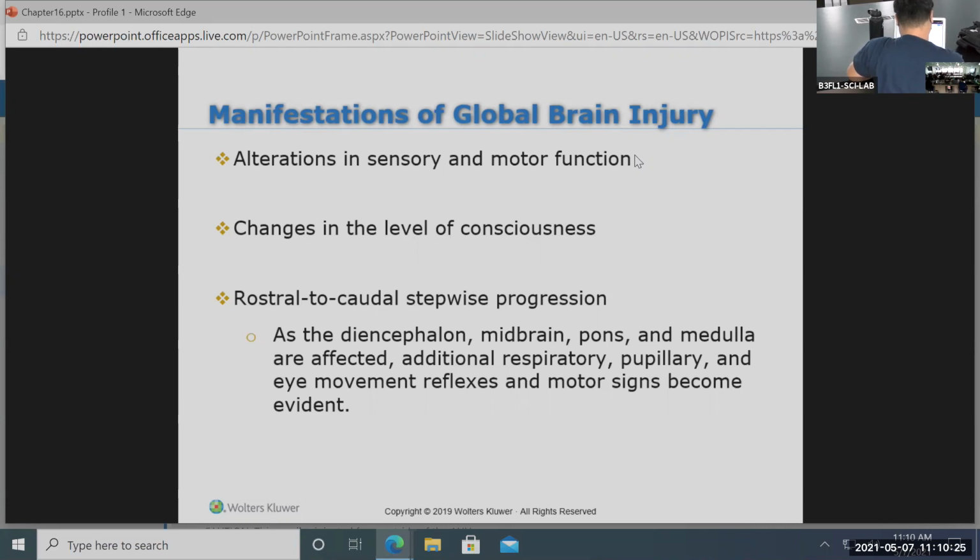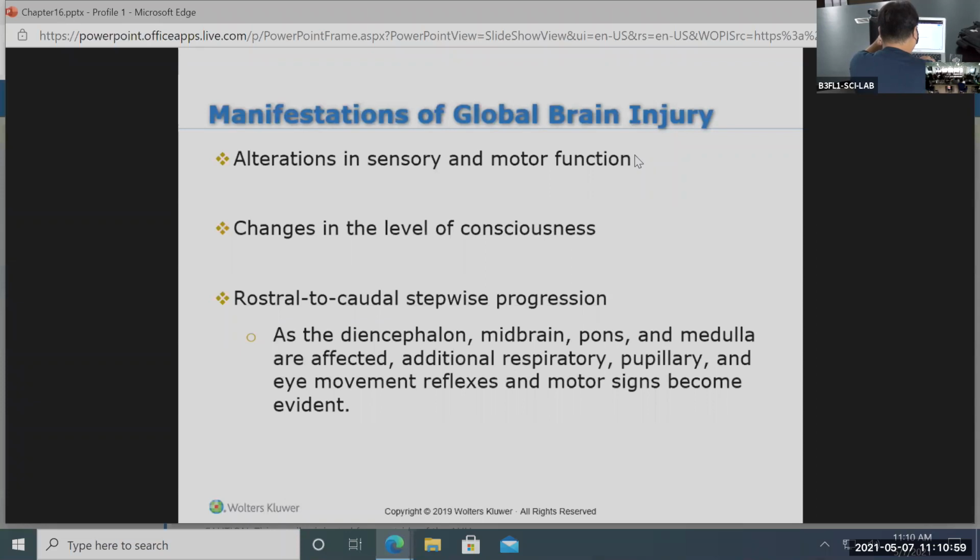Now, the next one is called rostral to caudal stepwise progression. Rostral means the front, caudal means the back. From anterior to posterior, for the brain we use rostral to caudal. Cauda means tail, if you folks remember. In the spinal cord, we use cauda equina. Caudal means the back.